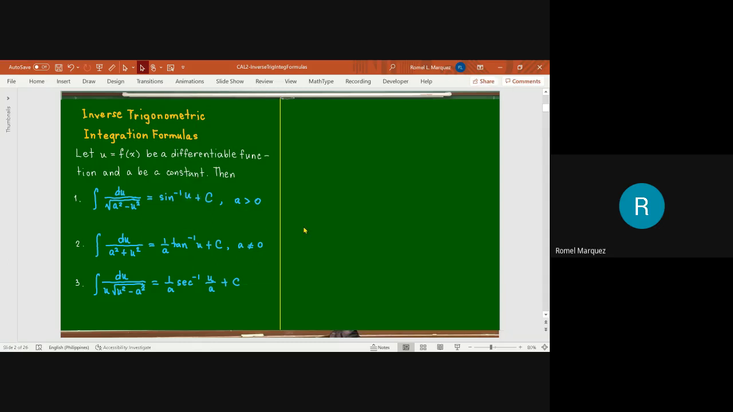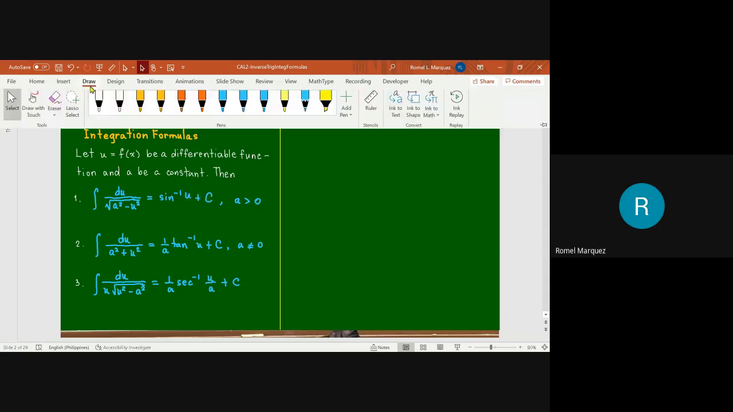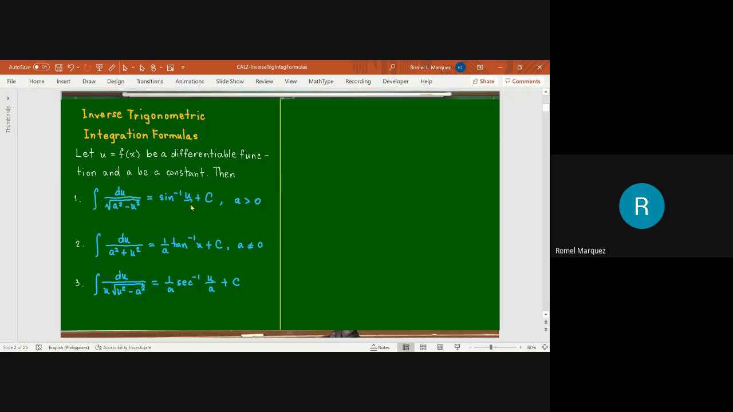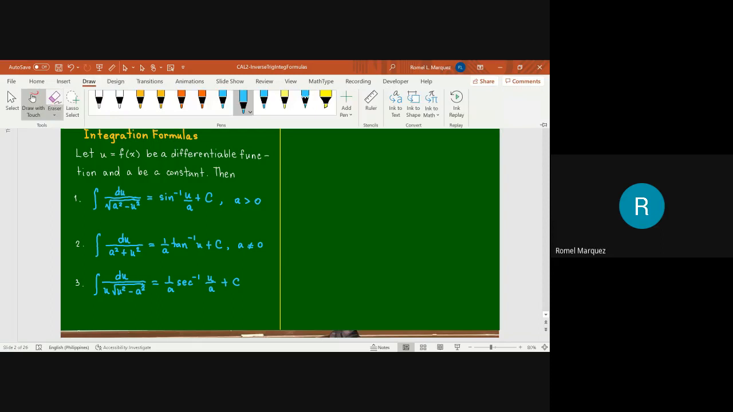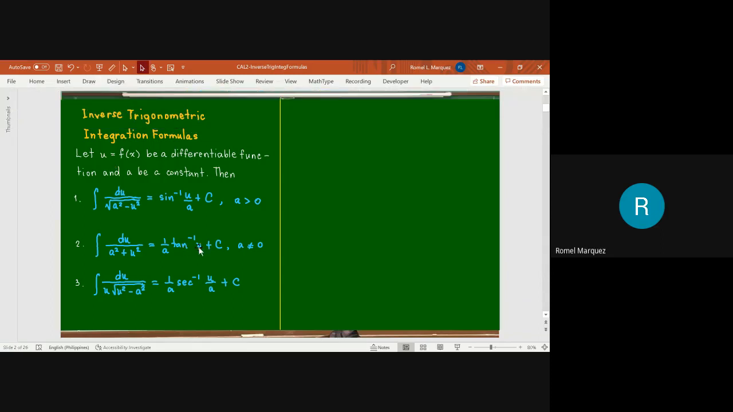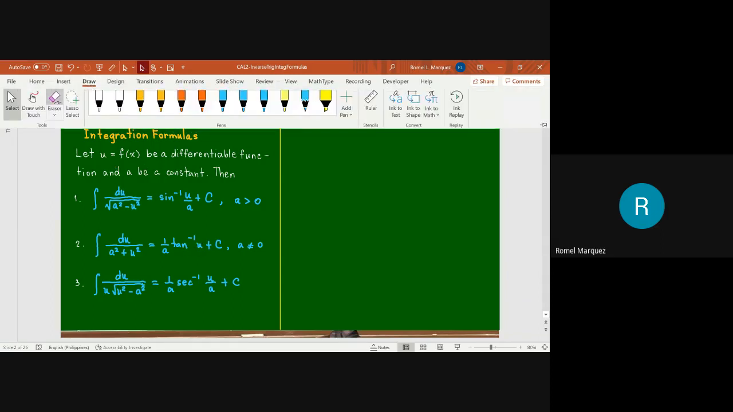Same thing with the inverse tangent here. Okay? So you have u over a here, arcsine of u over a, and also arctangent of u over a. Okay?